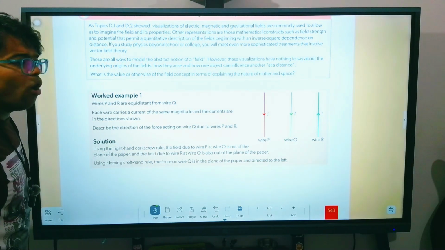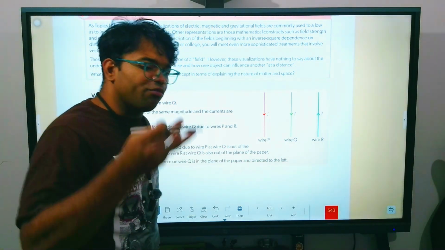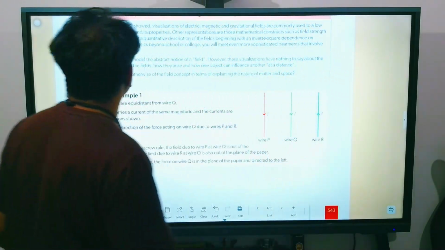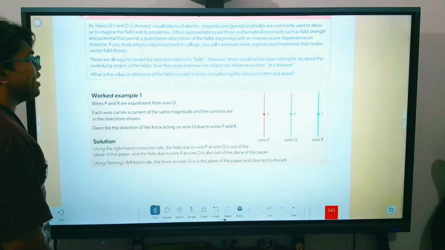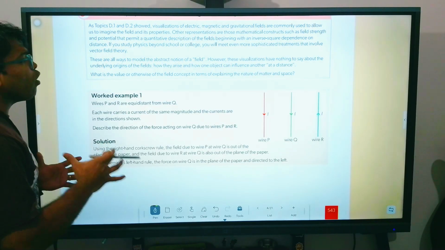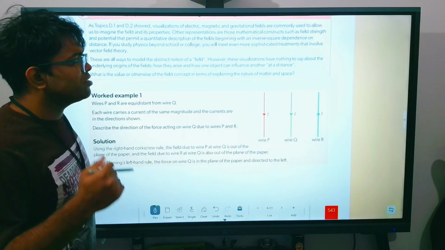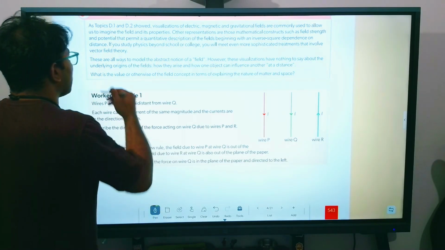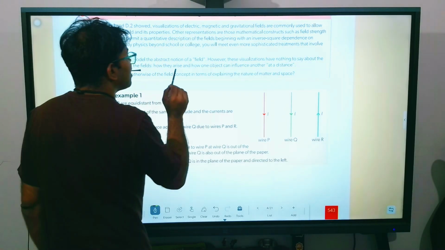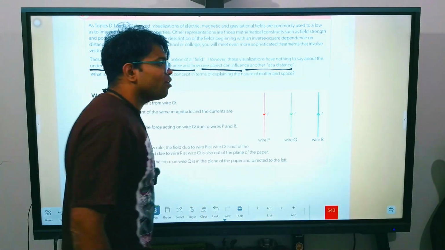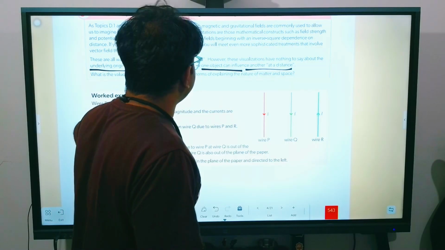Okay, so for you, all you have to remember is the force and the field. Potential is not your part. Now, these are all ways to model the abstract notion of a field. However, these visualizations have nothing to say about the underlying origin of the fields, how they arise, and how one object can influence another object at a distance. So we are going to understand this.